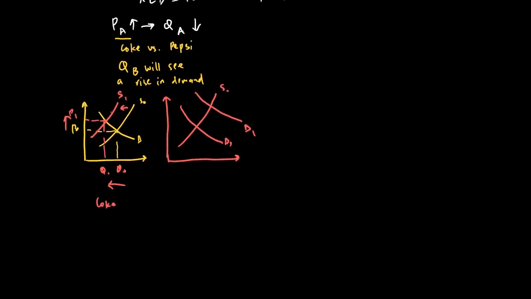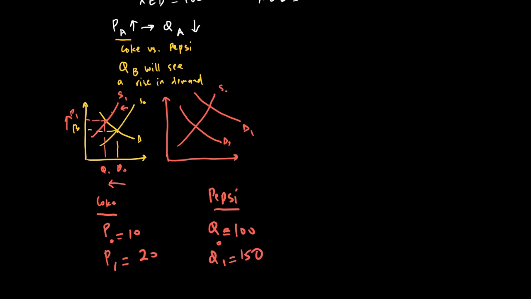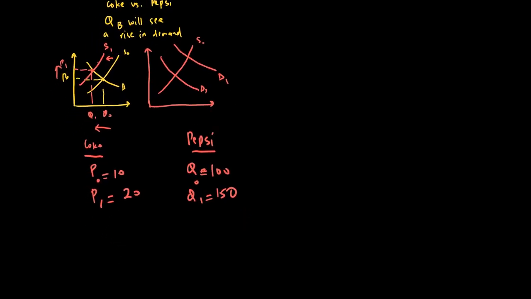So just a quick example, and let's find out the value. Let's say the price for Coke was 10, and let's say price goes from P0 to P1, which is 20. So this is Coke for us. But for Pepsi, because of this rise in price, quantity previously was, let's say, 100, and the people now decide to buy more of Pepsi because Coke is becoming expensive, to 150. So how do I show that in terms of the value?